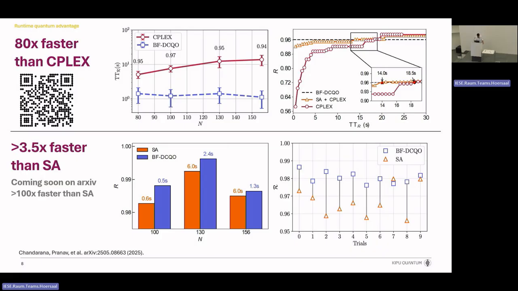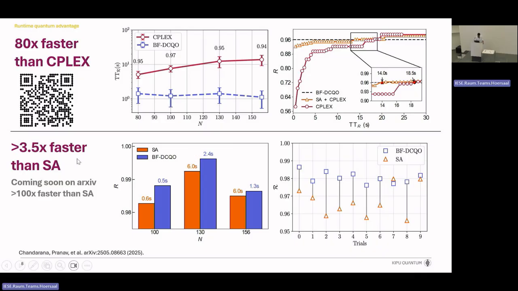So what we have plotted here is increasing system size, starting with 80 qubits up to 156 qubits, and we reported the time to reach a certain approximation ratio. That's what we call time to approximate solution. Compared to Cplex, we see a clear advantage for many instances that we checked. On the right side, we plotted the time to reach a certain approximation ratio of 96% for different approaches. The dotted line is bias field DCQ, and we have Cplex as well as simulated annealing warm-started Cplex. So in all cases, we see a clear advantage.